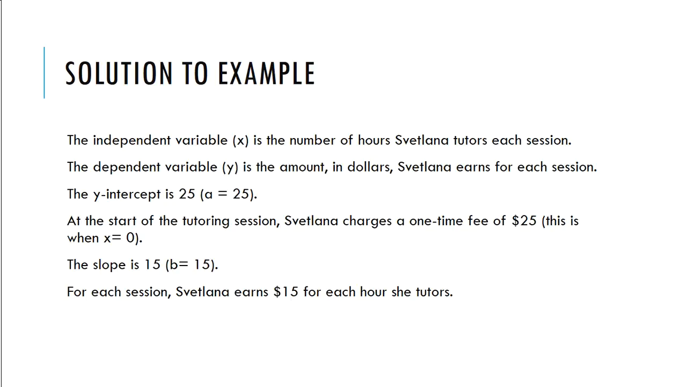So the y-intercept is 25. At the start of a tutoring session, Svetlana charges a one-time fee of $25. So this is when x is 0. Nothing's going on, just right out of the gate. You sit down with her, that's $25. Then the slope is 15 because she charges $15 each additional hour.